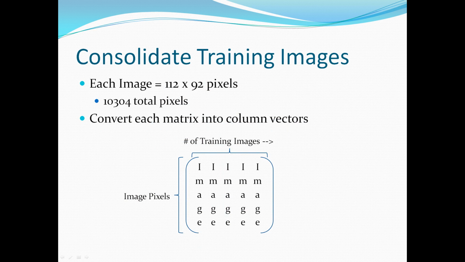As mentioned before, the training images are 112 by 92 pixels for a total of 10,304 pixels each. Each image is then converted from its standard 2D matrix into a 1D column vector. Each image is then placed side by side in a new matrix. In this example, the matrix would have a dimension of 10,304 by 120.